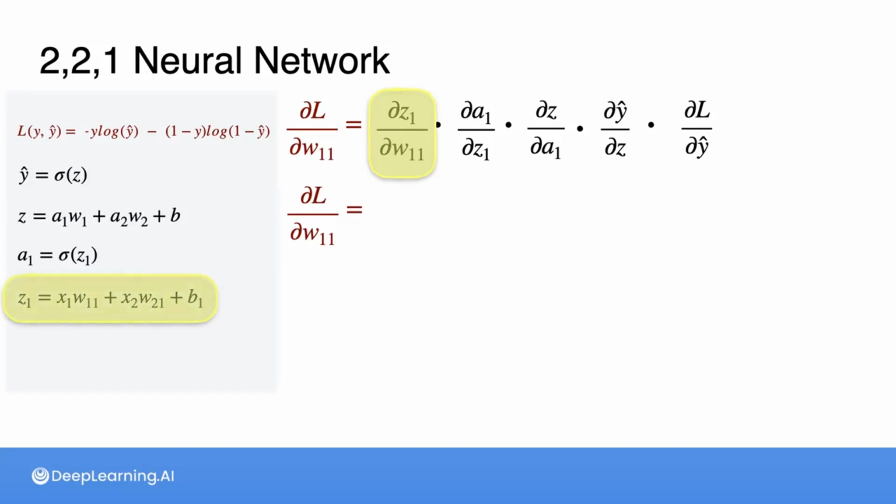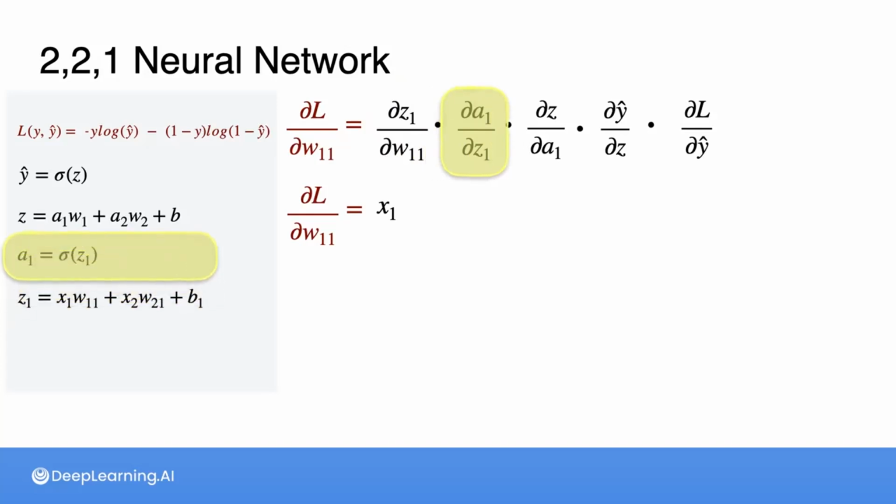Each one of these terms is actually really easy. What is this derivative? Well, it's simply x1 because w11 is the variable, x1 is a constant accompanying it, and everything else is a constant, so it has derivative 0. Now let's move to ∂a1/∂z1. That one is easy too because it's a sigmoid, and the derivative of sigmoid is sigmoid times 1 minus sigmoid, so this is a1 times 1 minus a1.